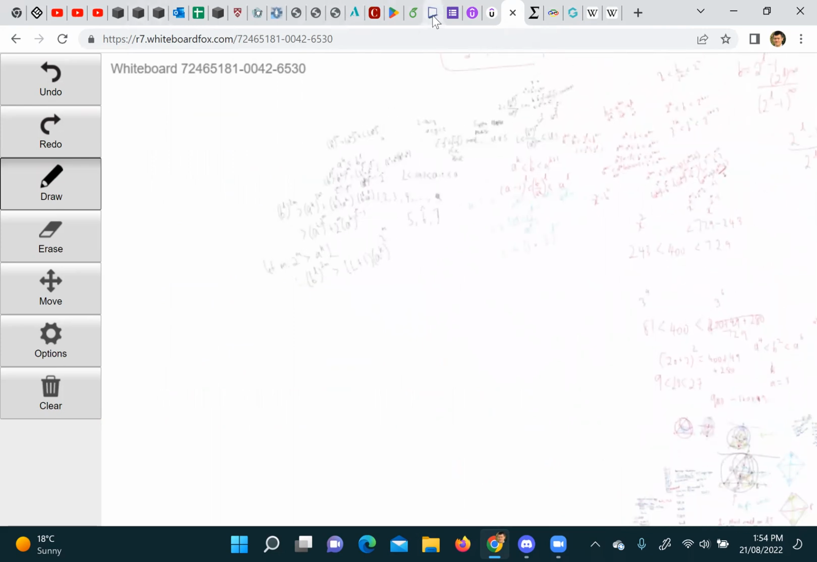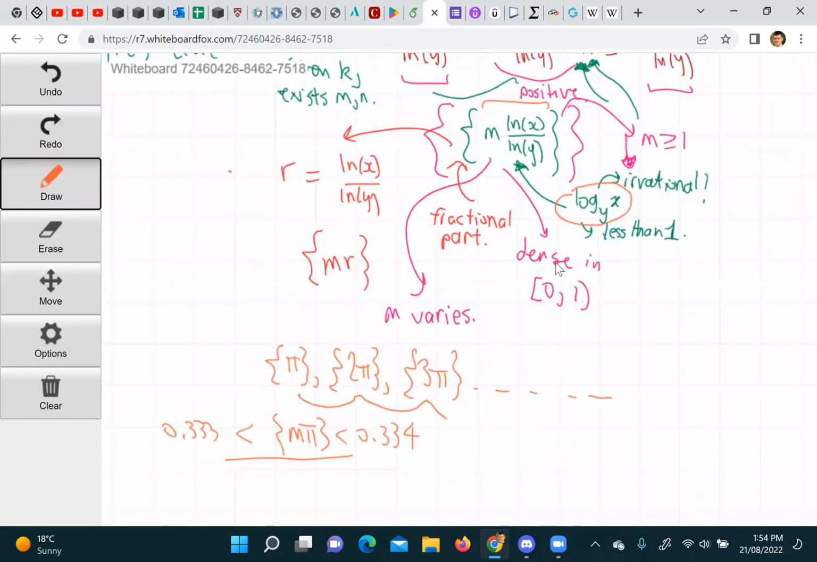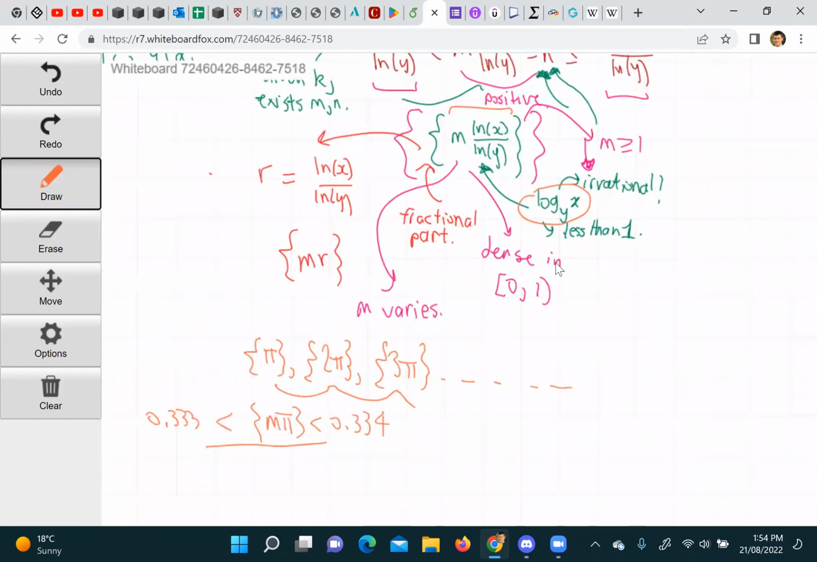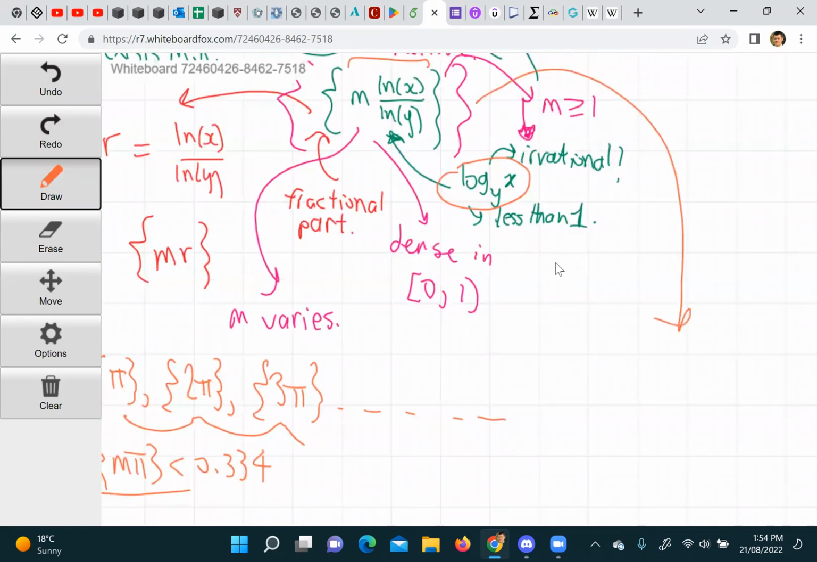Is this the wrong whiteboard? Wait, but how do you know you can fit it between? If you know it's less, but how do you know you can fit it? Okay, so you see the proof.